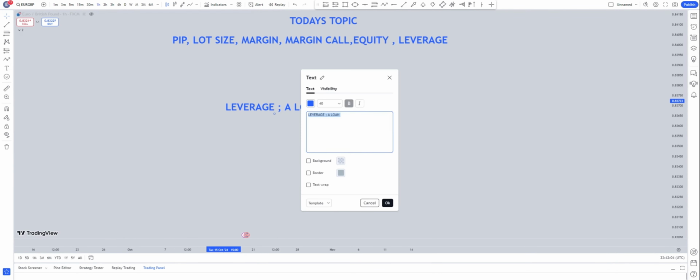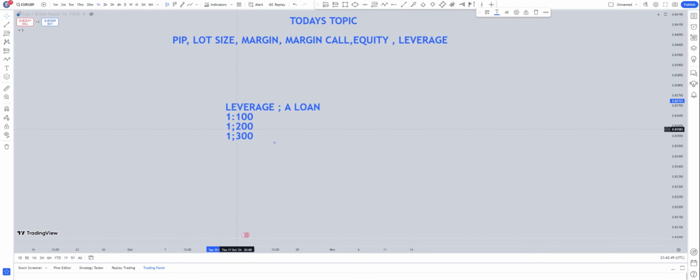There are so many types of leverage which brokers offer. In the financial market, we have something like 1:100. When we mean 1:100, it simply means for every $1 you have, your broker will give you $100. Another one is something like 1:200, and we have 1:300, and so on and so forth. So this is just how leverage is.